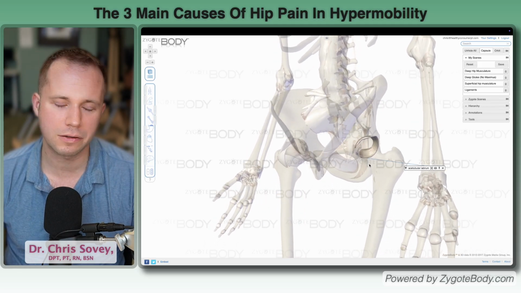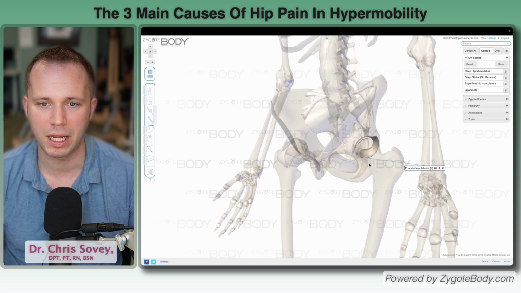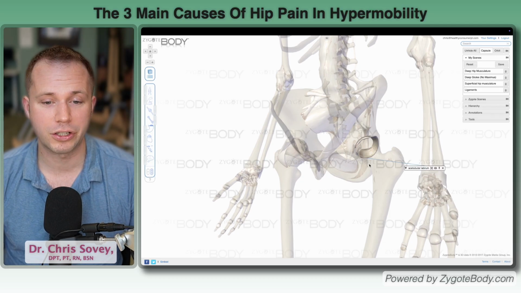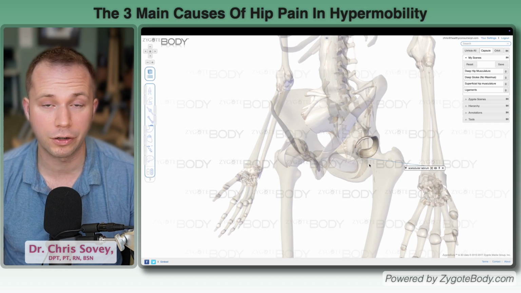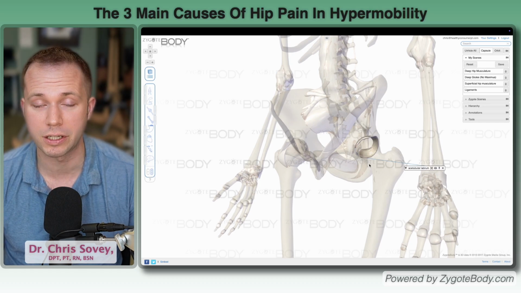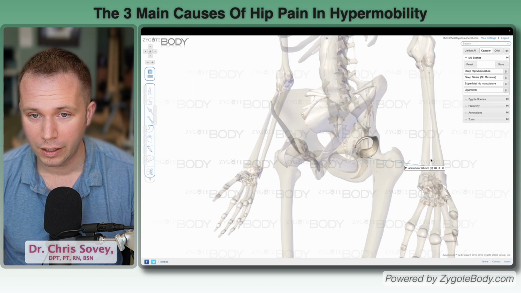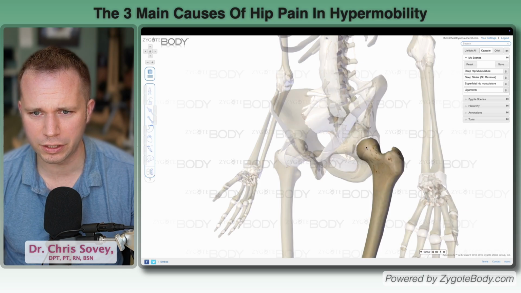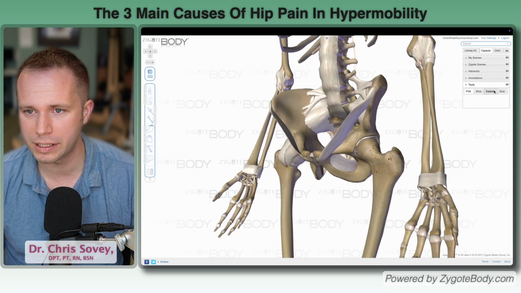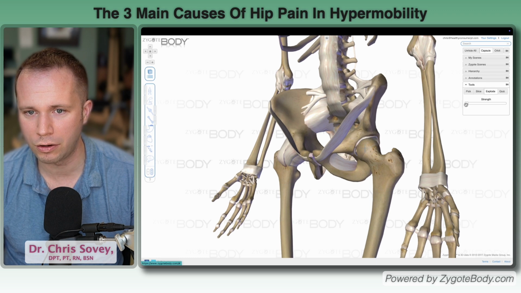Now, this brings us to one of the first most common causes of hip pain, which is labral tears. These are incredibly common in people with hypermobility. We don't have an exact figure in comparison to the regular population, but we see this all the time in our clinic. And even though it's a little difficult to see there, let's go ahead and bring that up so you can see. We're going to open up the hip a little bit.